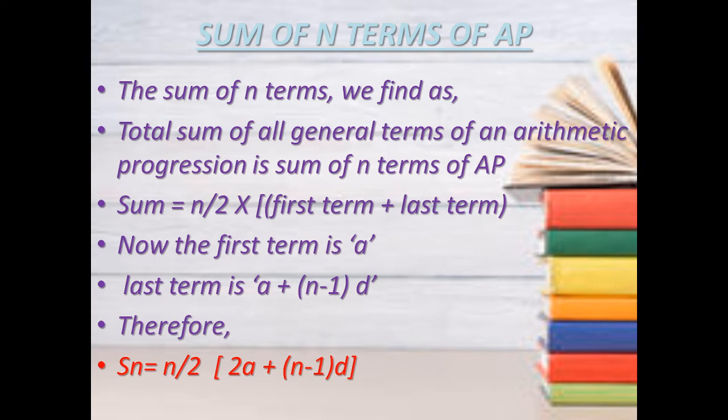The formula to find the sum of n terms is n divided by 2 into first term plus last term. As we know, the first term is always denoted by a, and the last term, that is Tn or an, is denoted by a plus n minus 1 into d. Therefore, the final formula to find the sum of n terms of an arithmetic progression is Sn is equal to n by 2 into 2a plus n minus 1 into d. This is the formula to find the value of the sum of n terms of an arithmetic progression. Let us see a few problems.